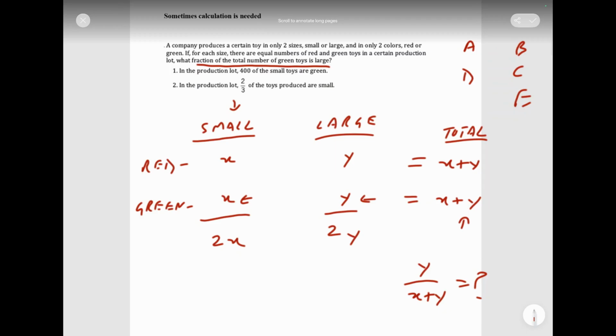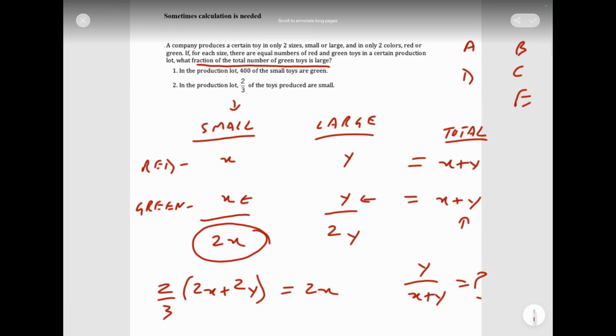Second statement, in the production lot, 2/3 of the toys produced are small. What does that tell me? So what is the total toys produced? Total toys produced is 2X plus 2Y, right? And it says 2/3 of this is small, and small is this number, right? 2X. So you see, had I not written, I would have never been able to arrive at this equation. This will take us somewhere, I think. Let me do the cross multiplication and see where we are going with this.